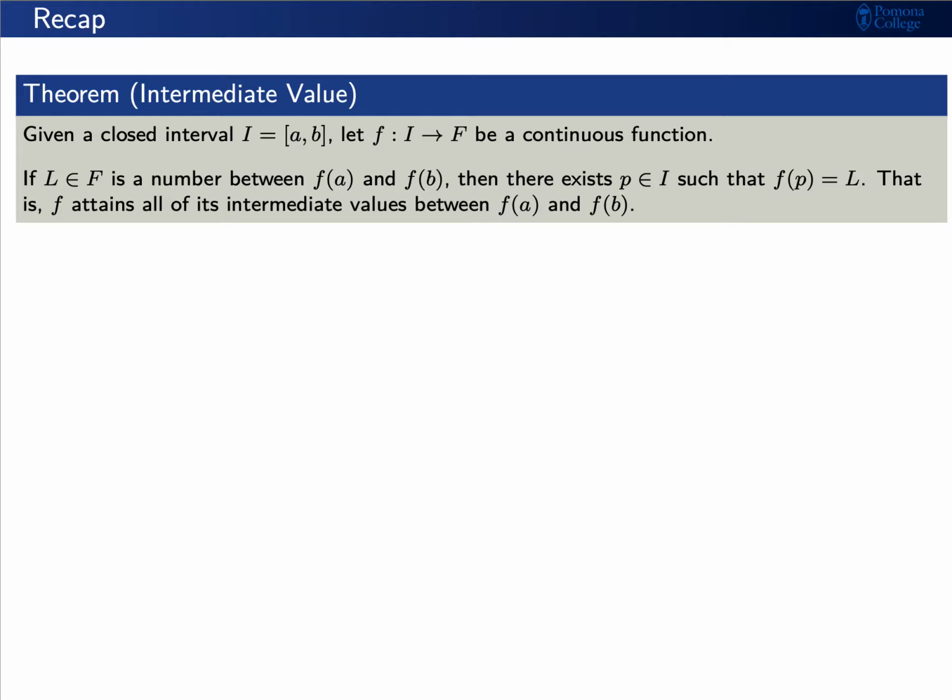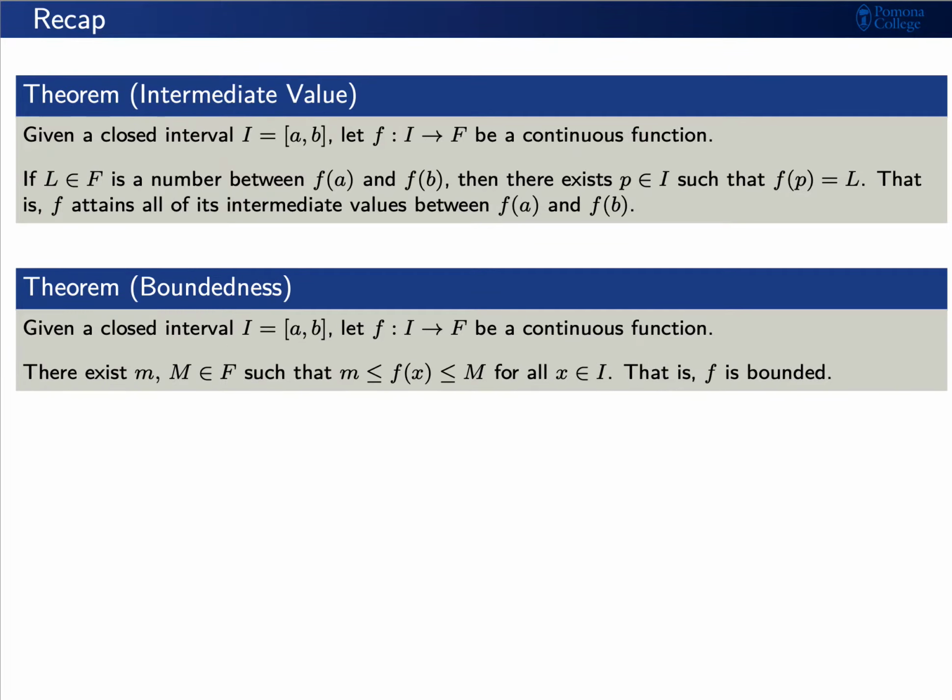If L is a number between f of a and f of b, then there exists a p in the closed interval such that f of p equals L. That is, f attains all of its intermediate values between f of a and f of b. This, of course, is called the intermediate value theorem.